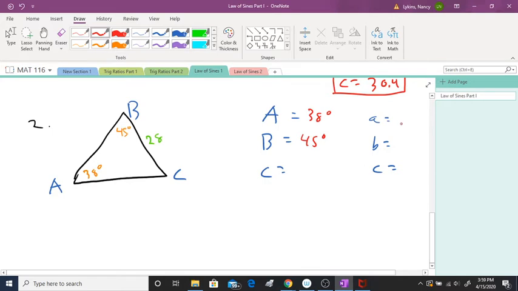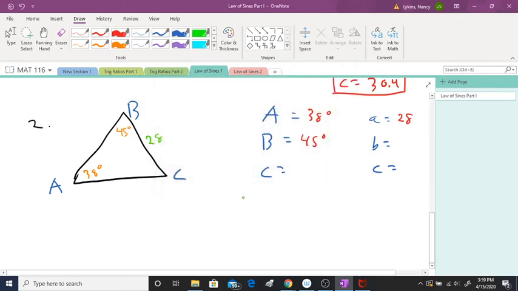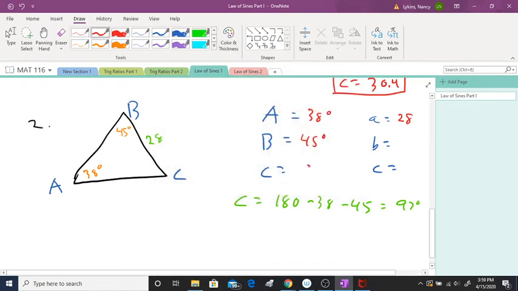So A is 38 degrees, B is 45 degrees. Now my little a is 28. So now to find big C, I'm going to take 180 minus 38 minus 45. And when I do this, I get 97. Now 97 is what I've found this to be.